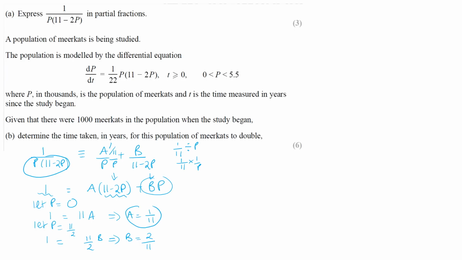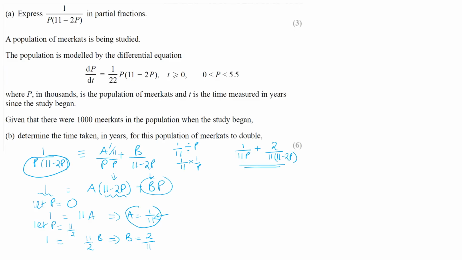So when we're rewriting these constants as fractions back into our partial fractions, then the 1 and 11 can just join in with the denominator on the bottom. So it's going to be 1 over 11p plus 2 over 11 into 11 minus 2p. So there's our partial fractions.